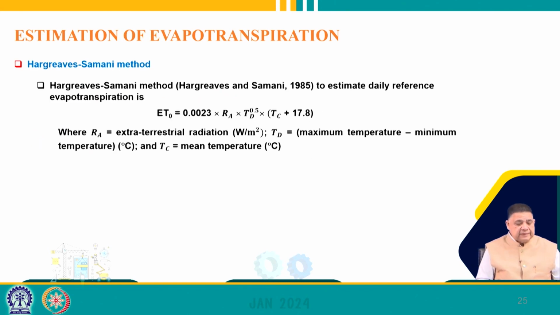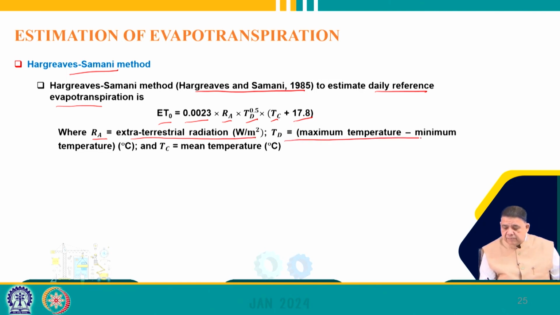Then lastly, we will discuss the Hargreaves and Samani method, which was given by Hargreaves and Samani in 1985 to estimate daily reference evapotranspiration. This equation is ET0 equals 0.0023 Ra Td to the power 0.5 times (Tc plus 17.8), where Ra is the extraterrestrial radiation in watt per square meter, Td is the maximum temperature minus minimum temperature, and Tc is the mean temperature.